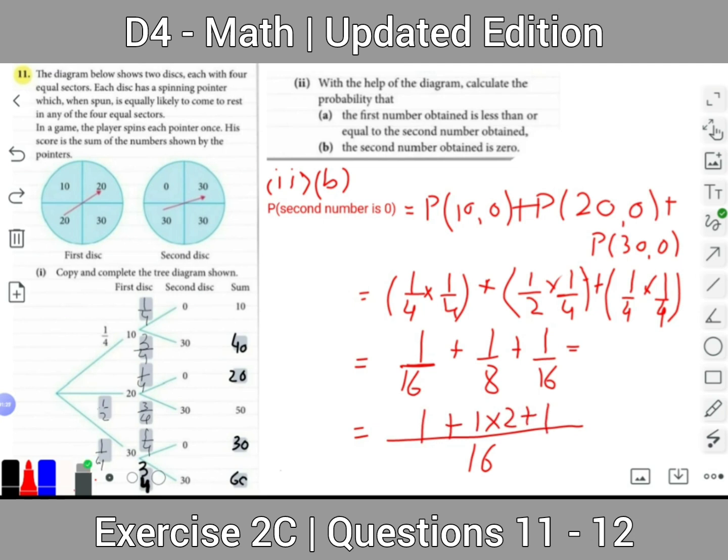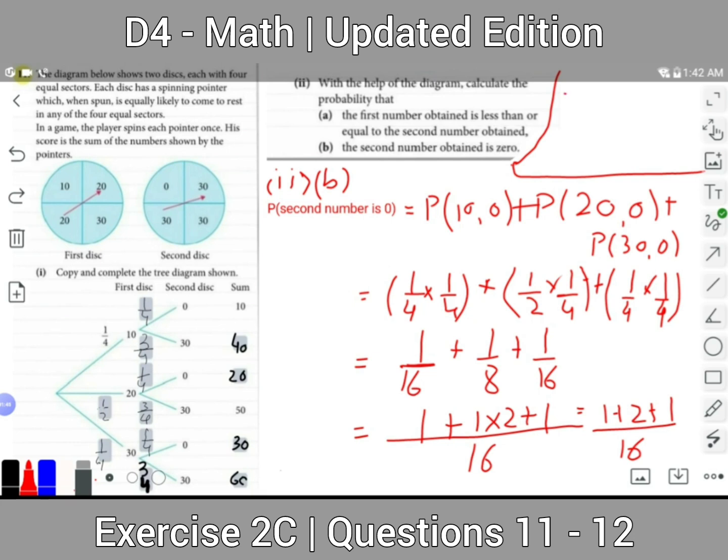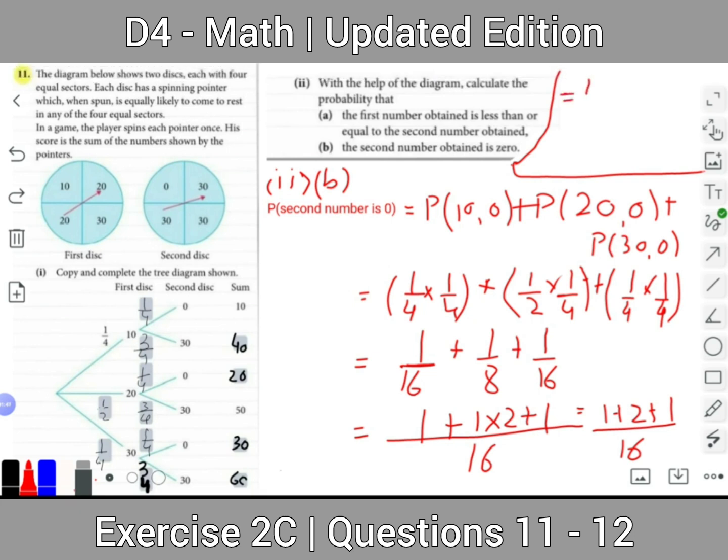Now we will get 1 add 2 add 1 over 16. So 2 add 1 is 3 and 3 add 1 is 4. So it will be equal to 4 over 16, and after simplification it will be equal to 1 over 4. So the probability that the second number is 0 will be equal to 1 over 4.